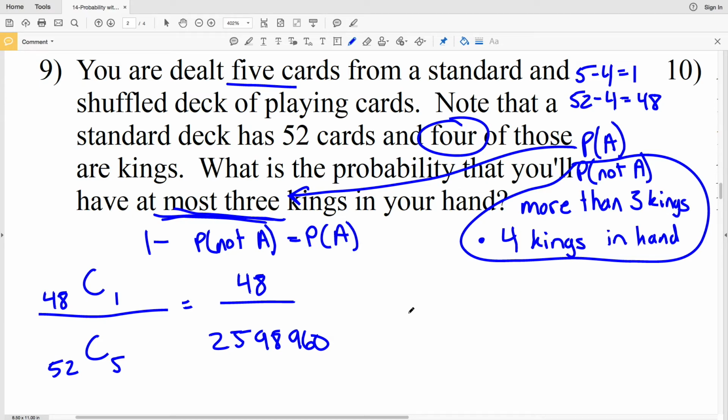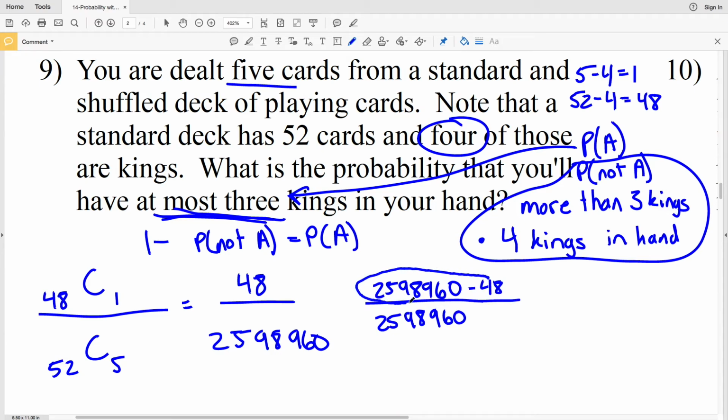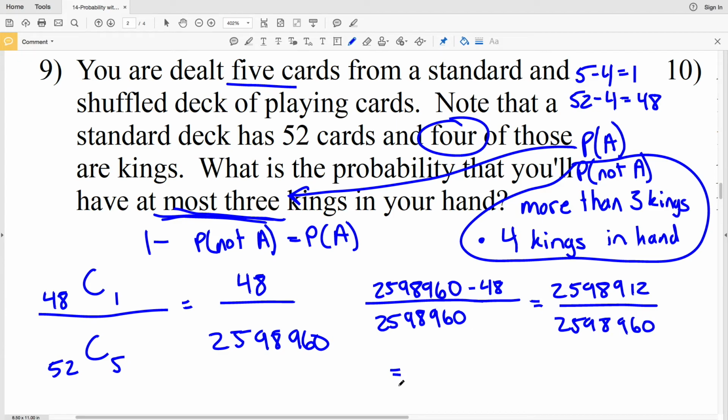So we're going to take 1, which, in order to add or subtract fractions, we need a common denominator. So my number 1, I'm going to write as 2,598,960 divided by 2,598,960, minus 48. And because I was subtracting over that same denominator, I just wrote this as one single numerator. So that's going to give me 2,598,912 out of 2,598,960.